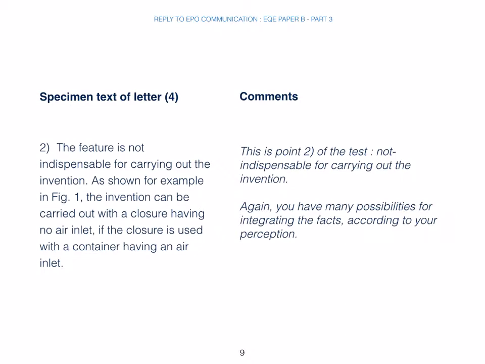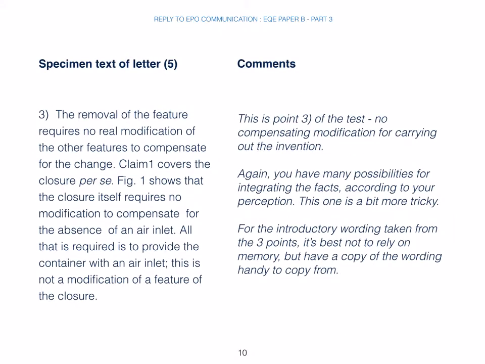Next, we'll move to point 3 of the argument, no compensating modification for carrying out the invention. So we start point 3: the removal of the feature requires no real modification of the other features to compensate for the change. That is a statement from the three-point test. And then we add the facts. Claim 1 covers the closure per se. Figure 1 shows that the closure itself requires no modification to compensate for the absence of an air inlet. All that is required is to provide the container with an air inlet. This is not a modification of a feature of the closure.